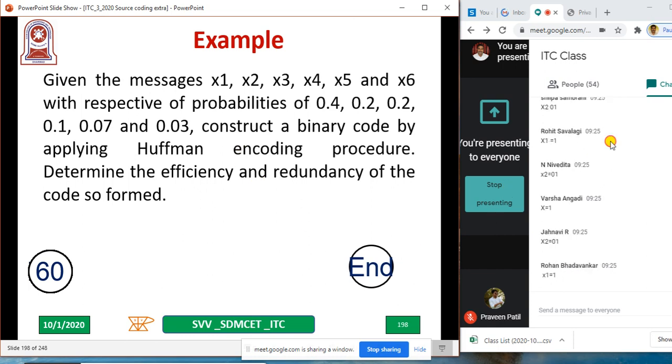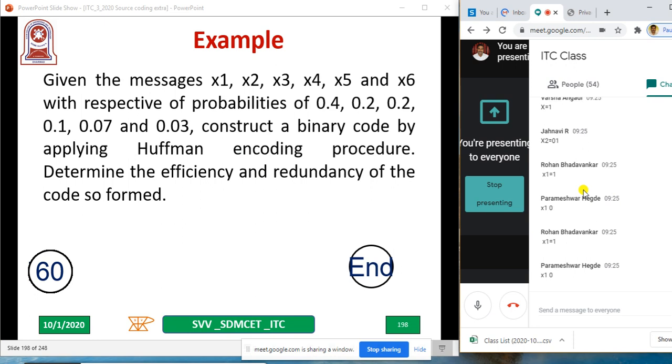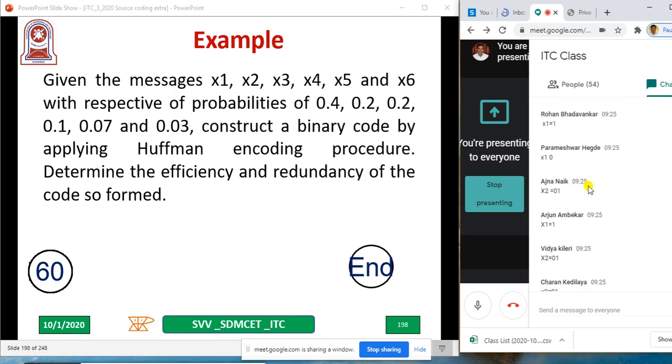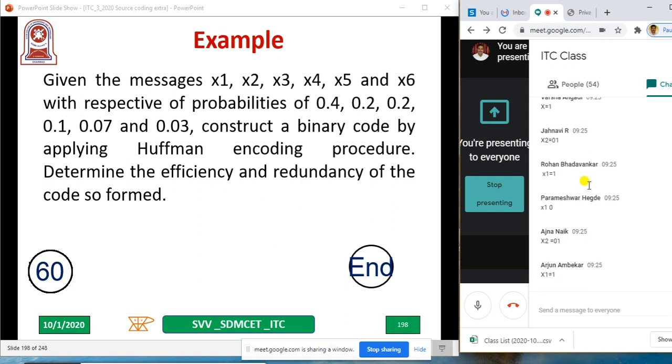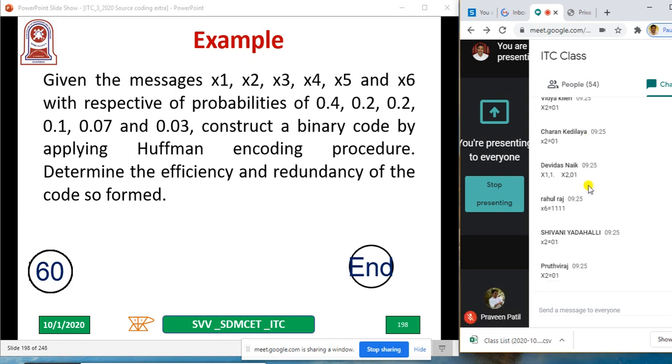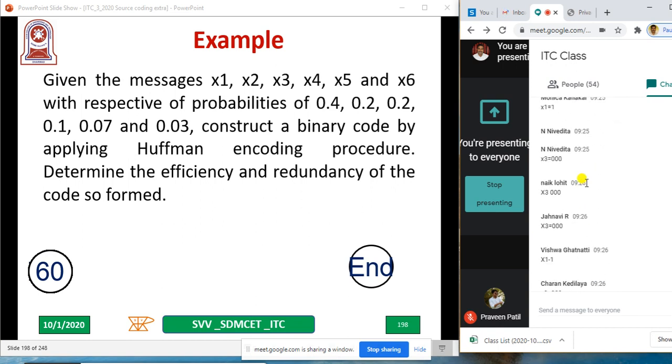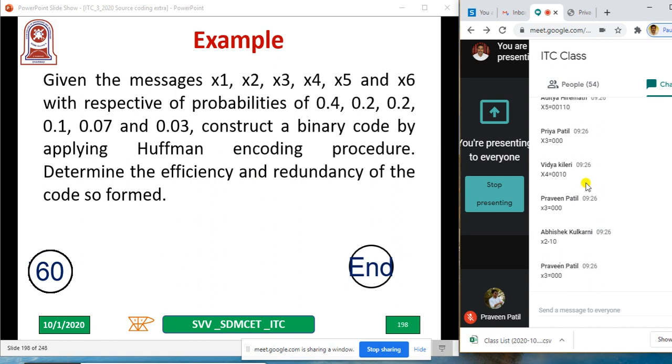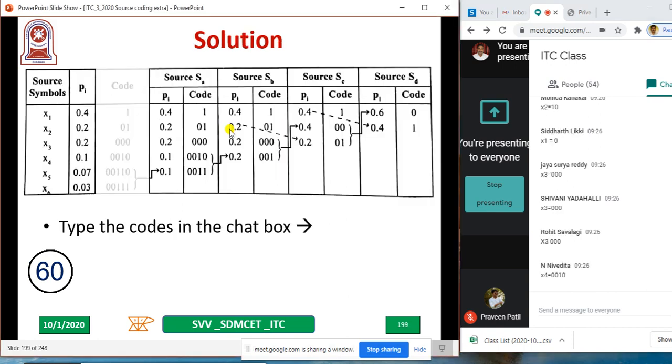So, many students have typed x1, x2 already. Adnya, Parameshwara, Ruhan, Nivedita, Varsha, Jannavi, Charan, Devidas, Rahul, Shivani, Prithviraj, Geeta, Vidya, Preeti, Abhiroop, Joshi, Simran, Spurti, Monica have typed. Very good. And Praveen Patil, Vidya, Gaura, Abhishek Kulkarni have typed X4, X3. So I'll show you the codes also.